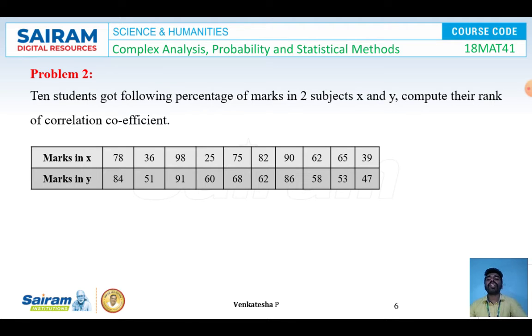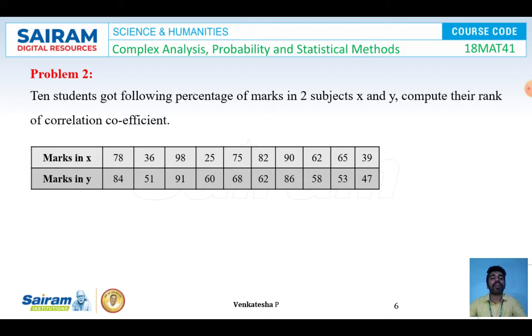Problem number 2. 10 students got the following percentage of marks in two subjects, say x and y. Compute the rank correlation coefficient. The marks in subject x are 78, 36, 98, 25, 75, 82, 90, 62, 65, 39. Marks in subject y are 84, 51, 91, 60, 68, 62, 86, 58, 50, 40, 53, 47. Since they have given marks here, we are supposed to give the ranks for the given marks. Then we can estimate the rank correlation coefficient.